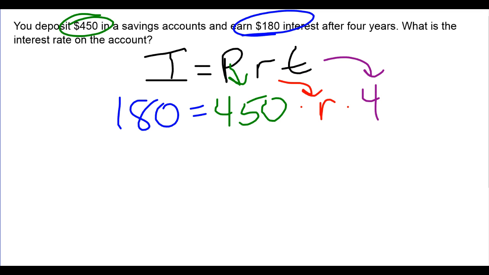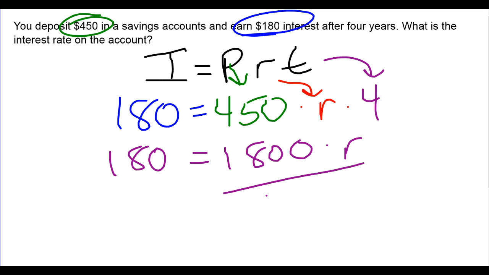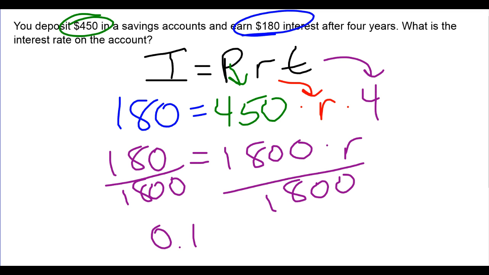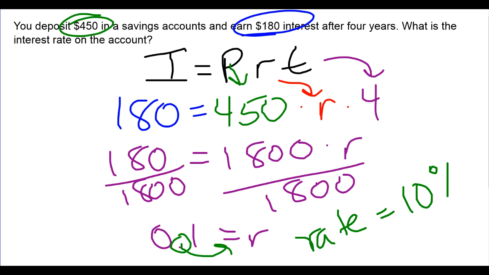450 times 4 is going to give us 1,800. So 180 is 1,800 times R. Divide by 1,800, and we get 0.1, or 1/10, equals R. So does that mean our percentage rate is 0.1%? No, remember our rate is always in the decimal form, so to change it to a percentage form, we just move the decimal point over 2 places. So the rate is an astonishing 10% interest.